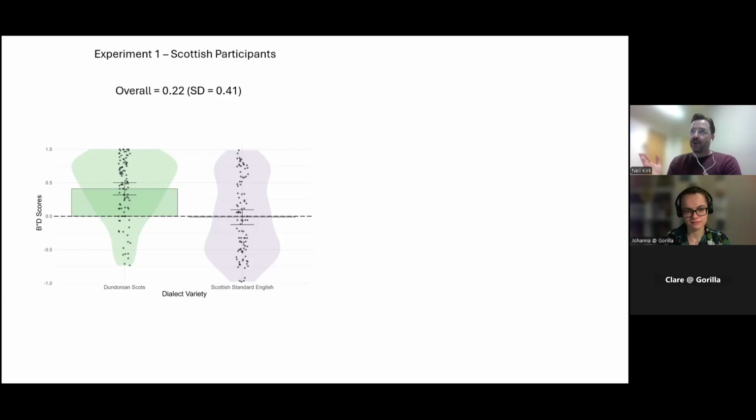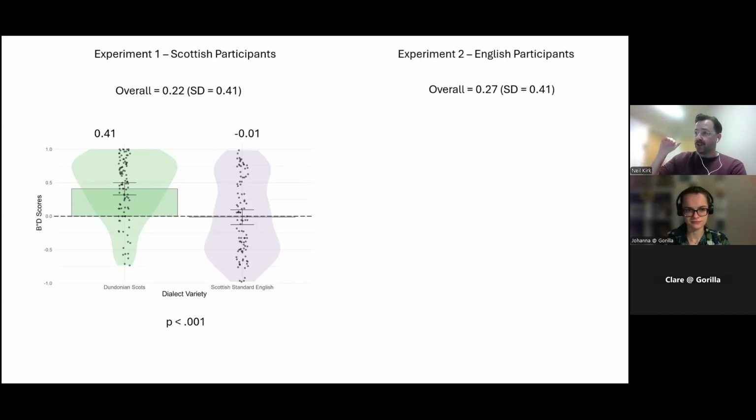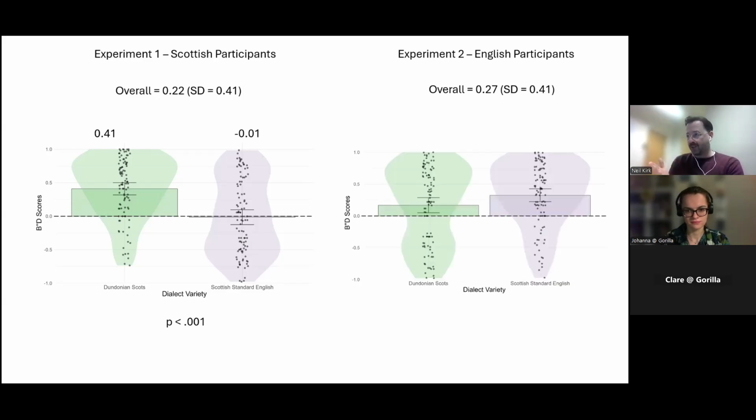So what I did as a follow-up study was get some English participants, recruited on Prolific. Sorry, I should have put those statistics up. They again had an overall human categorization bias in a similar ballpark. It wasn't significantly different overall, but how it manifested across the two dialects was different. It was stronger in this group in the standard variety. Essentially, that didn't actually come out significant. It's a much smaller effect size.